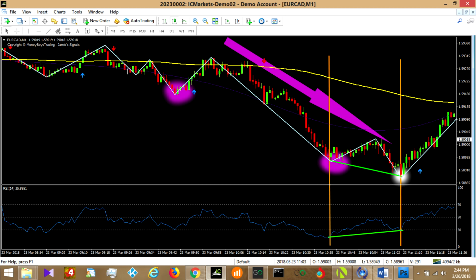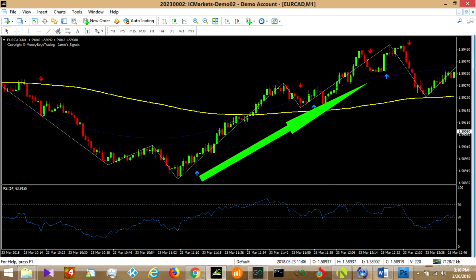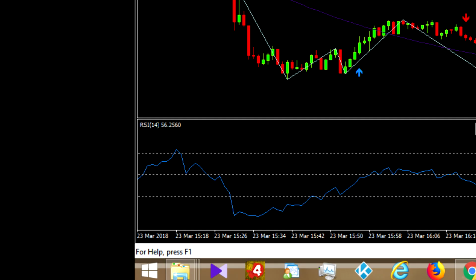Divergences are classified into three types: regular divergences like this one, hidden divergences, and the M's and W's that Jamie was talking about in the previous video, which belong to the exaggerated divergences. And I'll give you a cheat sheet for how to identify divergences after this.